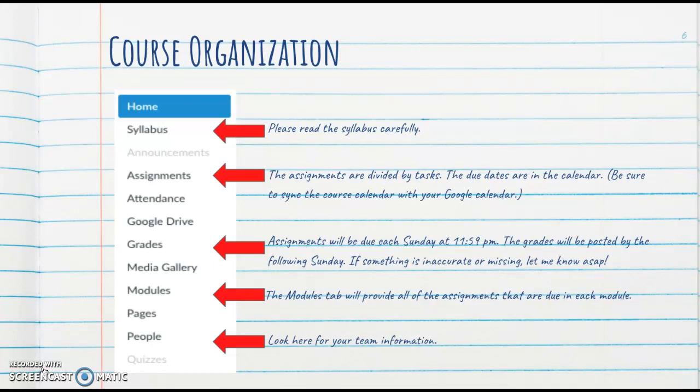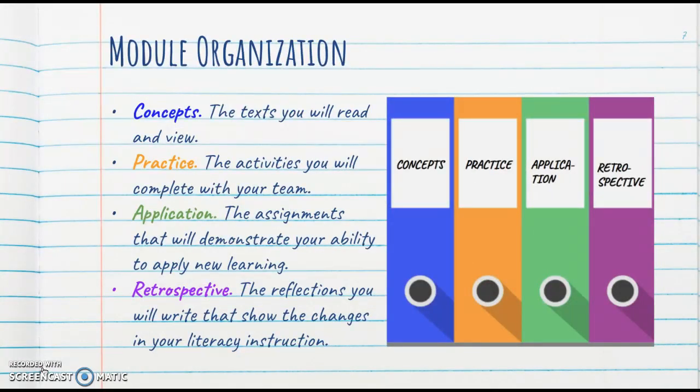The course organization is provided on the home site, where you will see all of the Canvas tabs. Each module will be broken up into 4 elements: concepts, which will be the content; practice, activities to help you learn and grow using the content; application, assignments that will demonstrate your ability to use and apply the new information to your instruction; and finally, a retrospective that will give you the opportunity to reflect on the changes you are making to your literacy assessment and instruction.